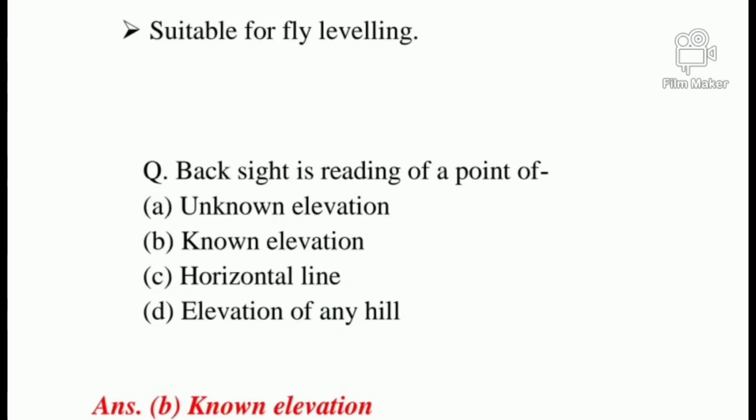Now let's see an MCQ. These are the different MCQs which I have collected from some APSC papers, JLEE papers, NEE-3 papers. Now let's see the question. Backsight is a reading of a point of unknown elevation, known elevation, horizontal line, elevation of any hill. So it will be known elevation, that is option B.